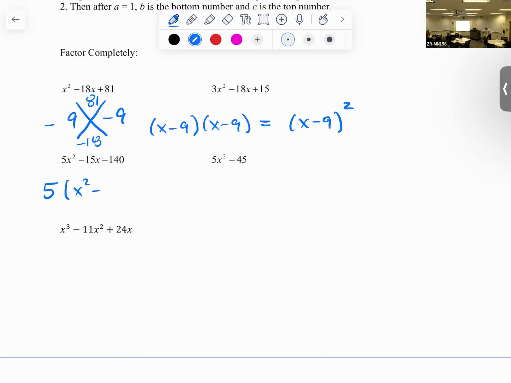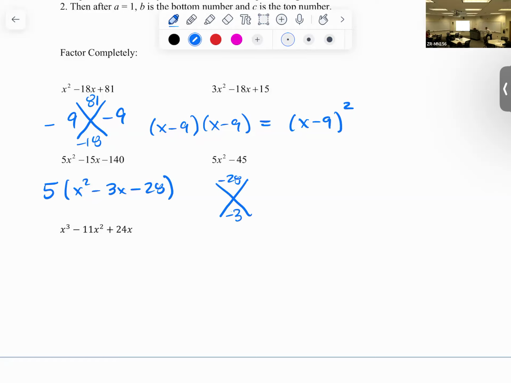x squared minus 3x minus, I don't know, what's 5 divided into 140, 24? 28. What is it? 28. All right, then I can do the diamond. Negative 28 and negative 3. Are we starting to see what are the factors here?